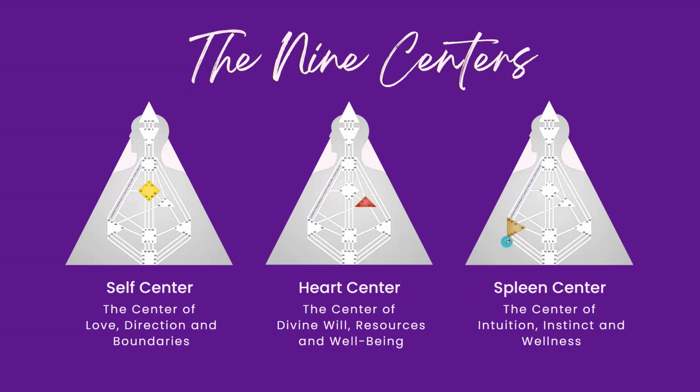Then the spleen center is here on the left, the brown triangle pointing in. This is a center of intuition, instinct, and wellness, and has to do with survival in the moment. There's not thought with it. It's just like if a bear's chasing you, your body's going to run. It's going to do what it needs to do to try to survive, take care of you and keep you safe.